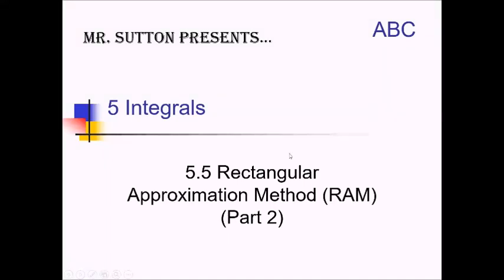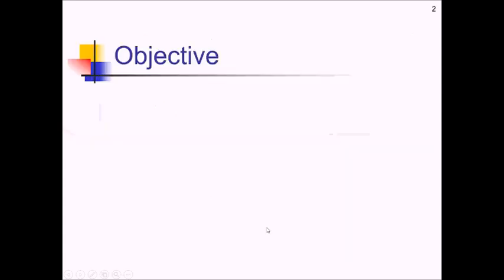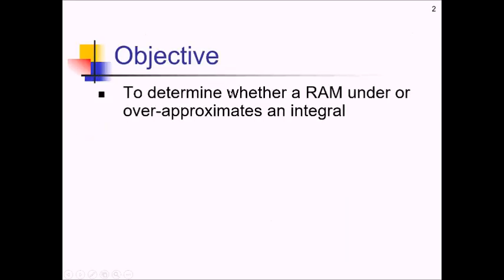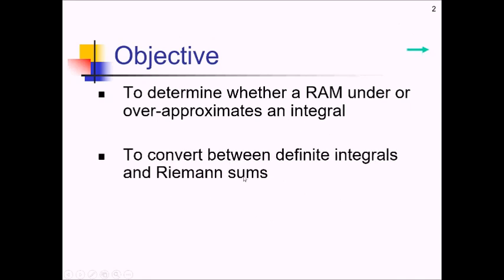Hello there, Mr. Sutton here, bringing you this lesson on the rectangular approximation method, or RAM, part 2. In this one, to follow up our first lesson, we're going to be determining whether a RAM method under or over approximates an integral, as well as converting between definite integrals and Riemann sums.